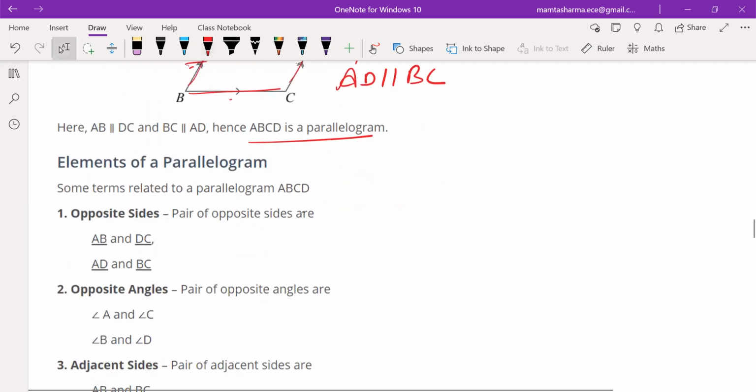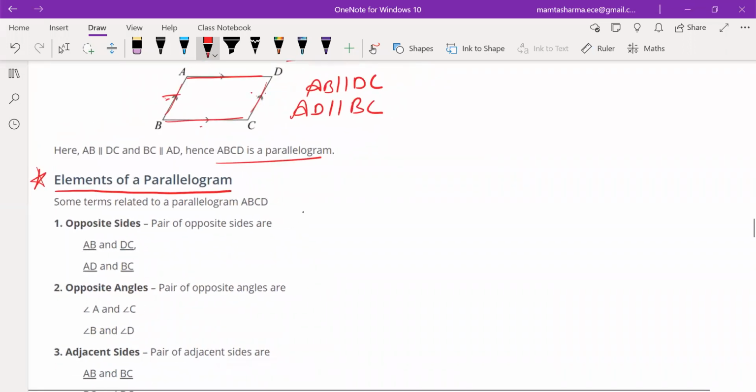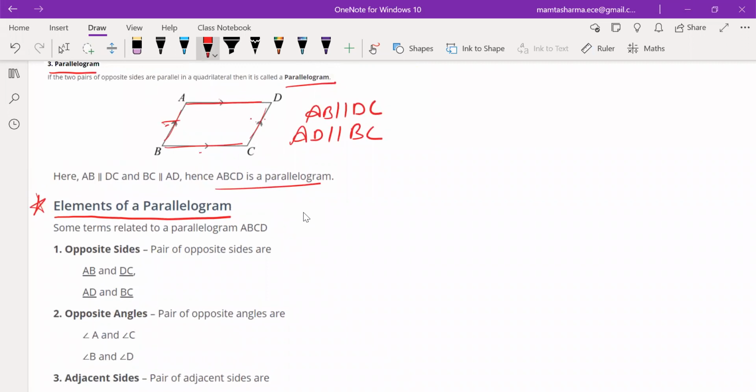Now this is important. Questions will come on the properties of parallelogram. So what are the properties of parallelogram? Opposite sides are equal. Opposite sides will be parallel and opposite sides will be equal also. AB will be equal to DC and AD will be equal to BC.